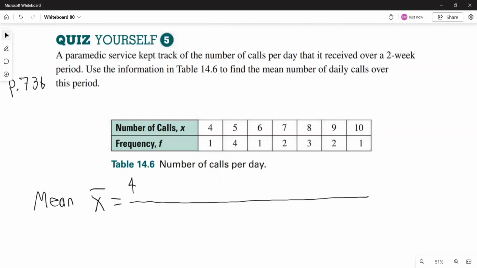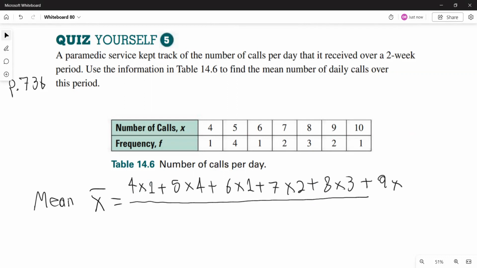So the mean is going to be 4, which appears once, plus 5 times 4, plus 6, plus 7 plus 7 plus 7, plus 8 plus 8 plus 8, plus 9 plus 9, plus 10. And the total number of data values is going to be the sum of frequencies.